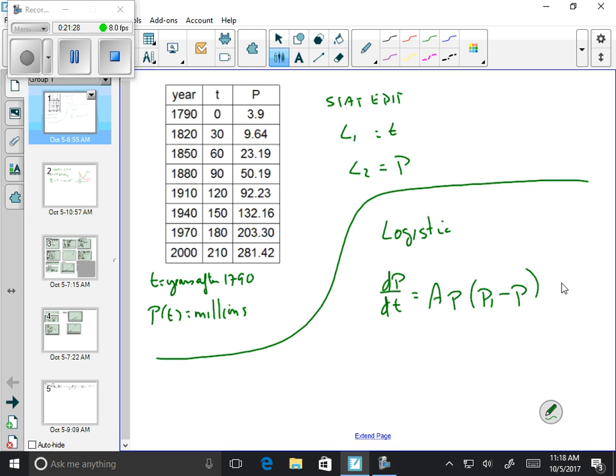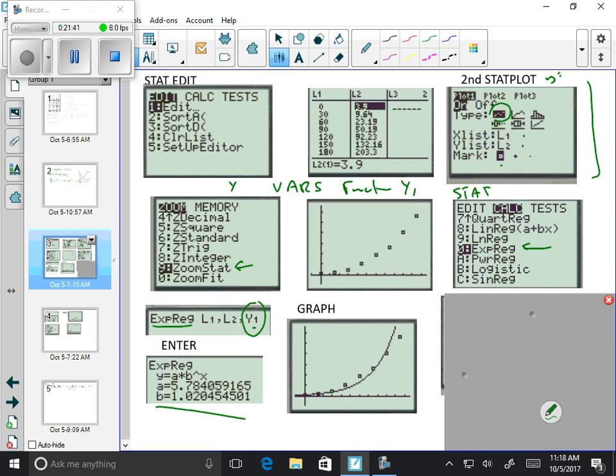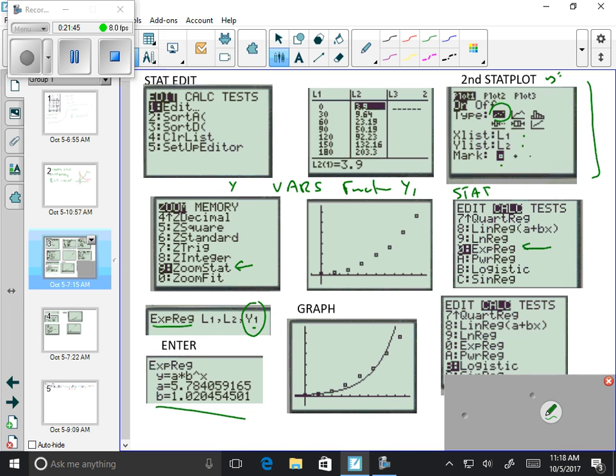And I talked about what a logistic looks like. I'll draw another picture here in a minute. But we're going to look at the logistic function that best models this data. So go back to your calculator, and we've already got everything entered. Go over here, go back to stat calc.